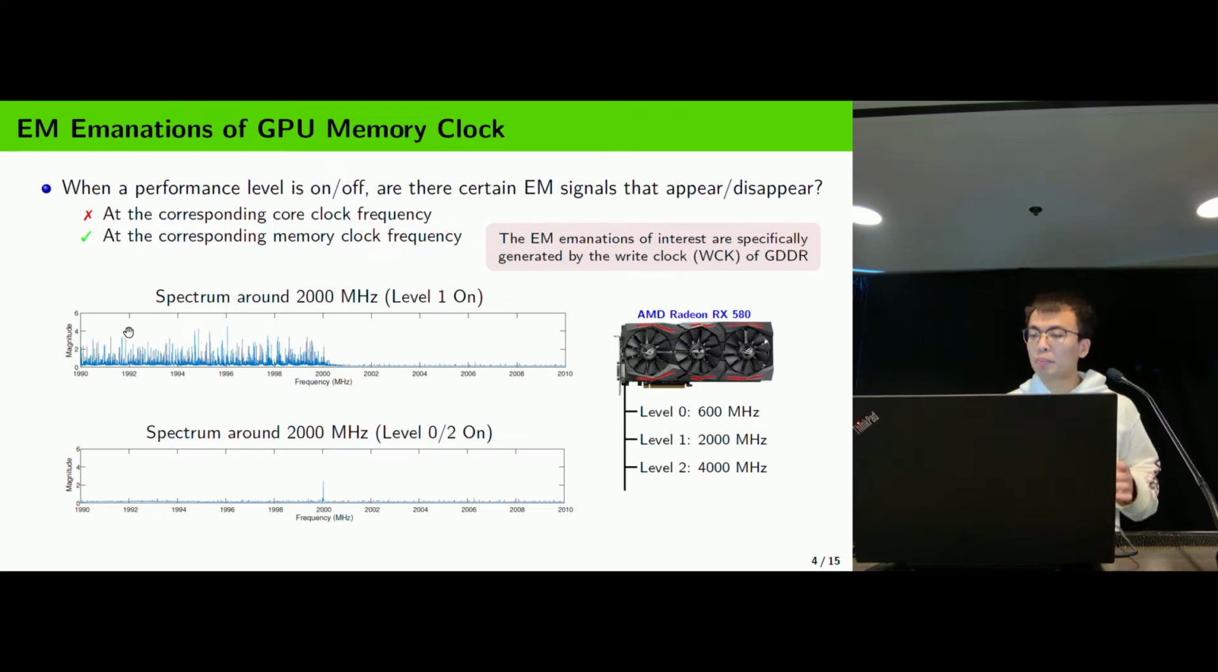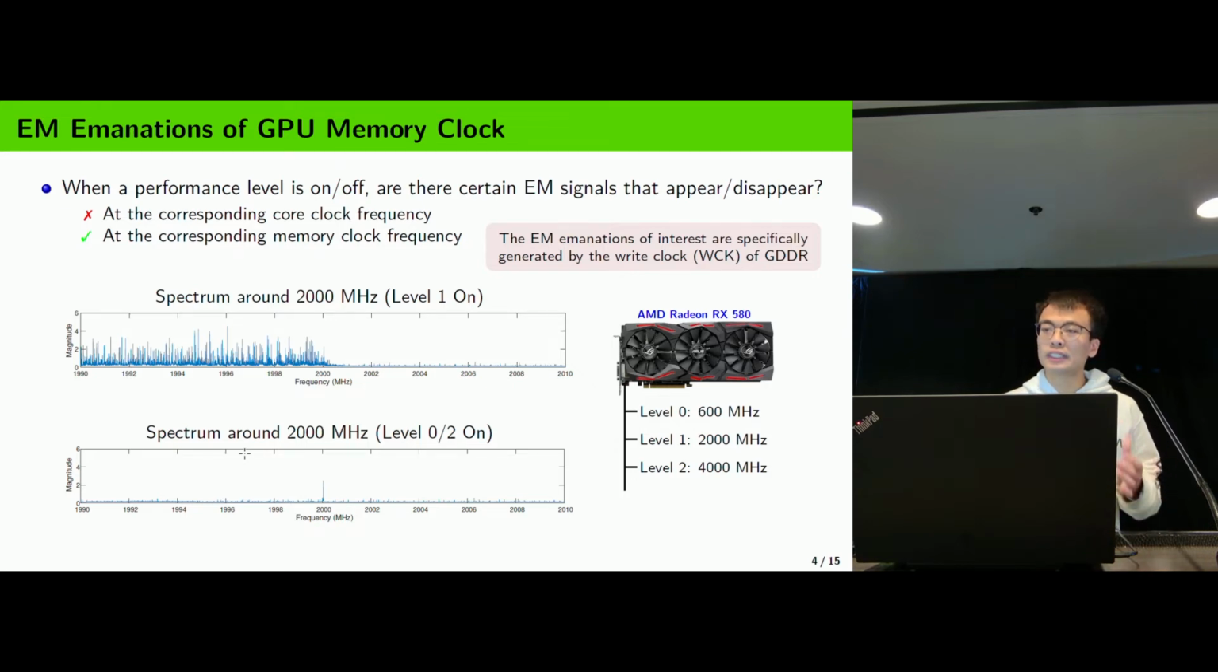We see AMD's popular GPU, the RX 580, which has 3 performance levels. If we focus on the second level, which has a memory clock frequency of 2000 megahertz, when this level is on, we can see some clear patterns in the spectrum. And when this level is switched off, there are no such signals.